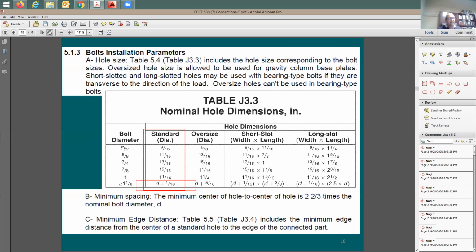Look at this one here. Half an inch means 8/16. The standard diameter for the hole is going to be 9/16. 5/8 is going to be 11/16 because 5/8 means 10/16.